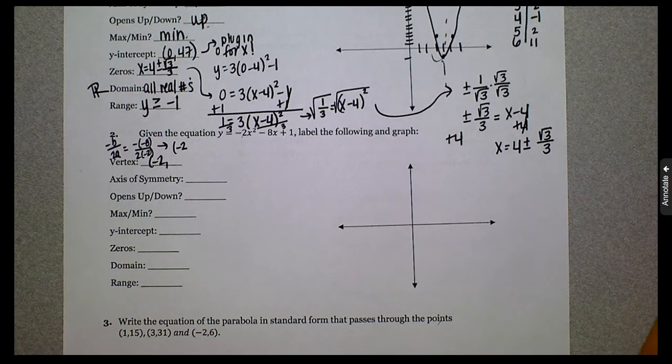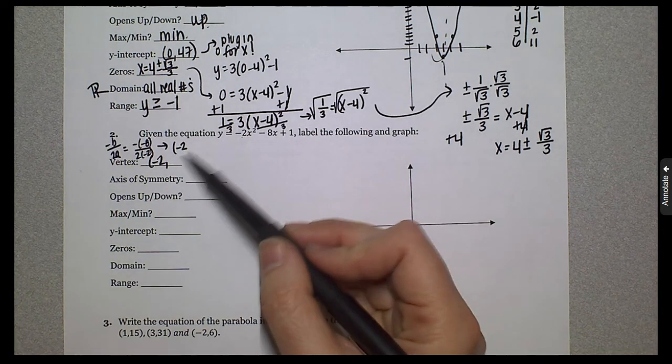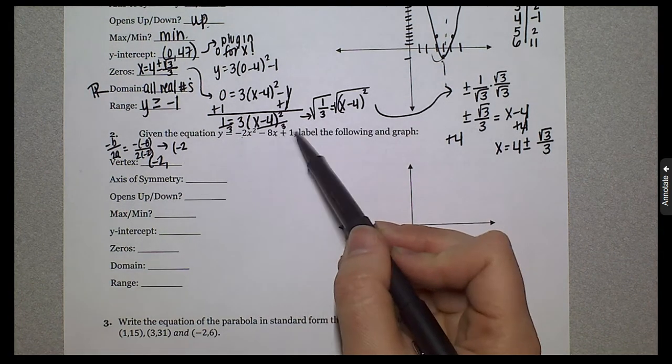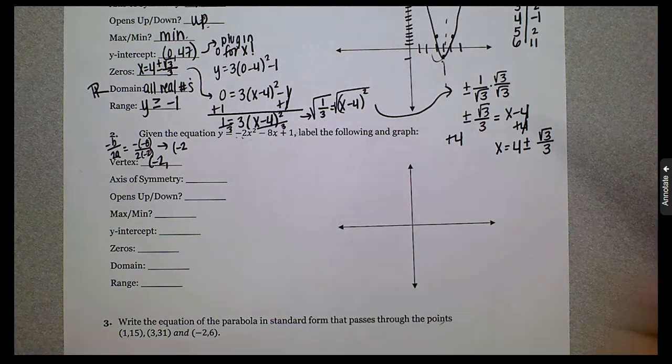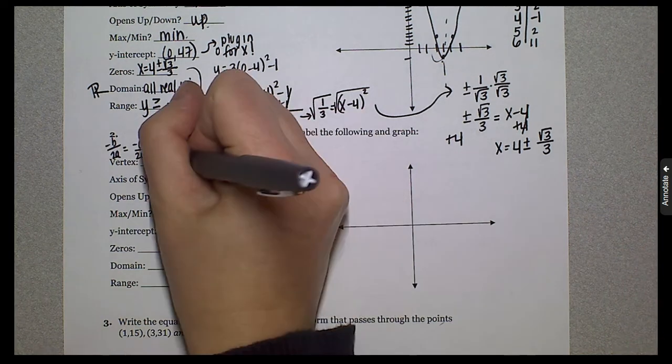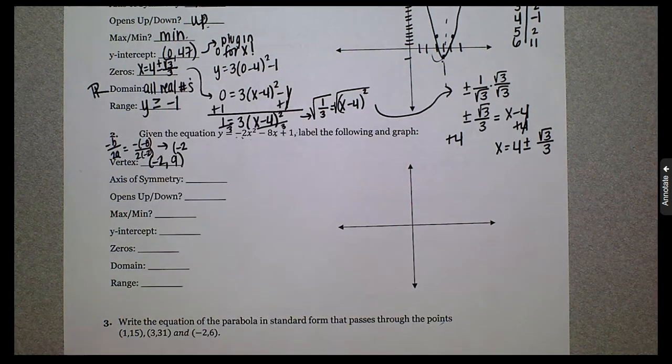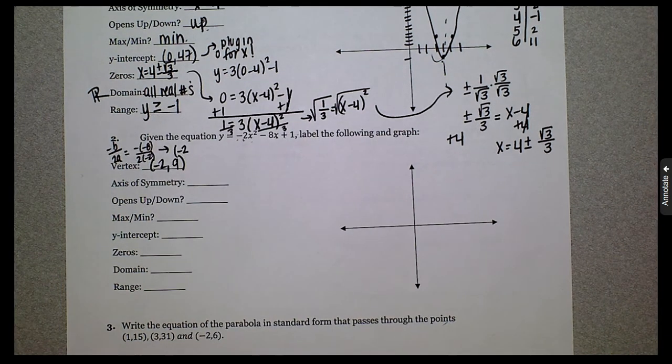And then remember to find the y that corresponds to it. You basically just take that x and plug it in. So I would do negative 2 times negative 2 squared minus 8 times negative 2 plus 1. Just use your calculator. It does all the order of operations for you. And the y comes out to be 9. So negative 2, 9. If you make sure you know how to use your calculator, you should be in good shape. So a lot of the answers kind of come from that vertex.